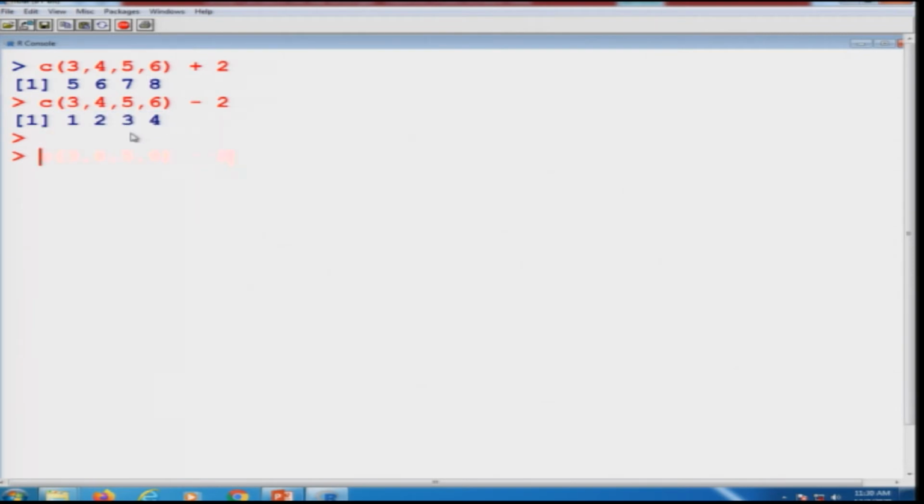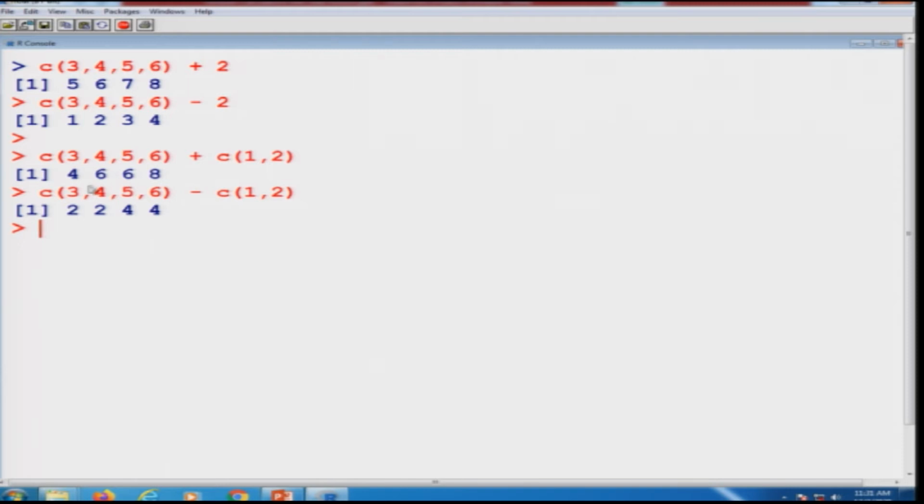Right. Now, similarly, if I take the same example, but take the first data vector as c(3, 4, 5, 6) and the second data vector as, say, 1 and 2, we expect that this 1, 2 will be added first to 3, 4 and then to 5, 6. If you enter it here, you get this outcome: 3 plus 1 which is 4, 4 plus 2 which is 6, 5 plus 1 which is 6, and 6 plus 2 which is 8. And similarly, if you do the subtraction with the same data vectors, you get the same kind of operation: 3 minus 1 is 2, 4 minus 2 is 2, 5 minus 1 is 4 and 6 minus 2 is 4, right.